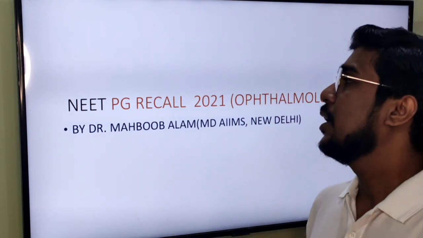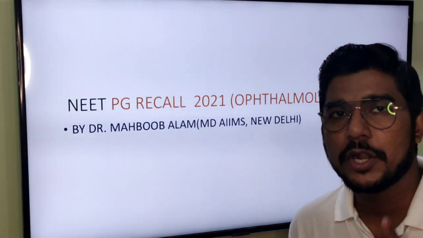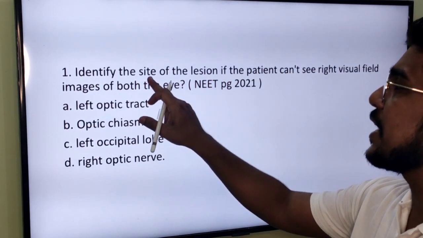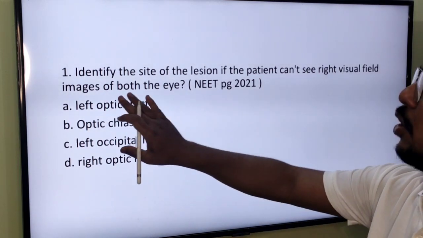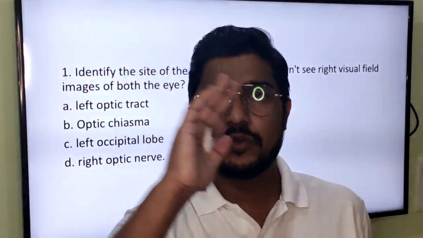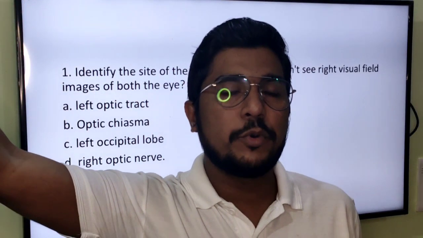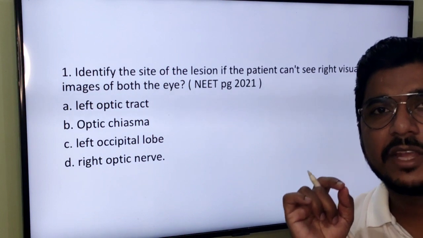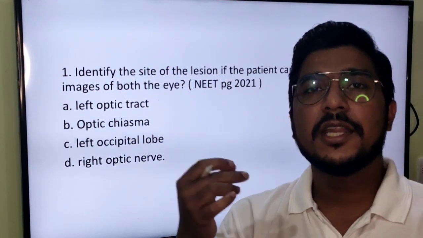So without delaying, let's start with this NEET PG recall, very important to revise before the exam. The question says: identify the site of the lesion if the patient can't see the right visual field of both eyes. Right visual field means the right eye's right visual field, that is temporal, and the left eye's right visual field, nasal. The photo was not given in the exam. You have to draw it in your mind.